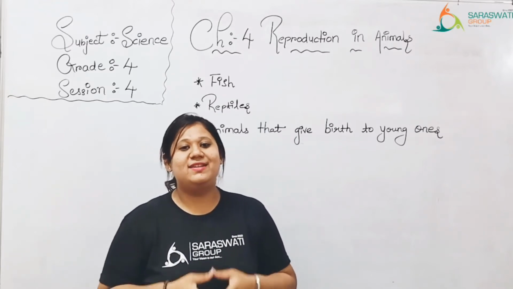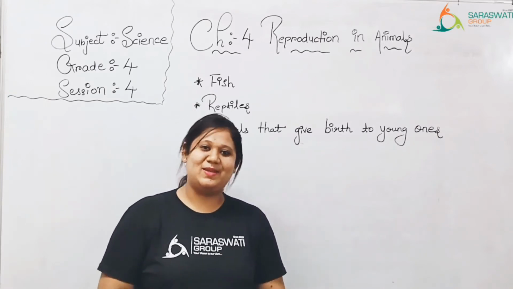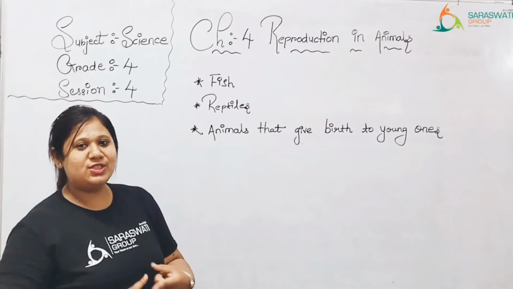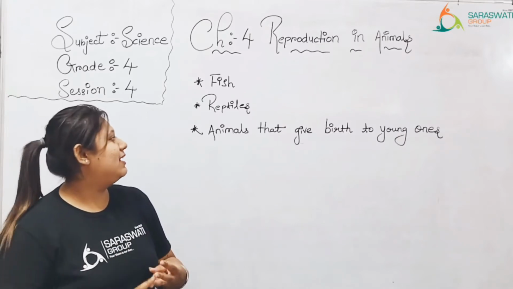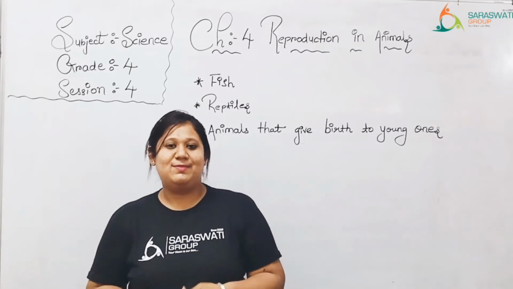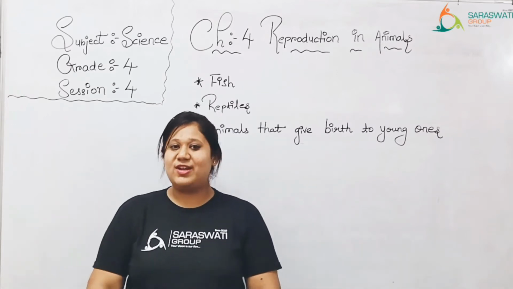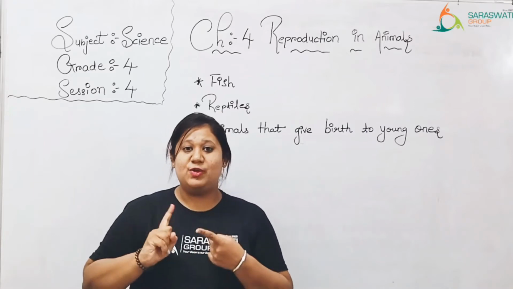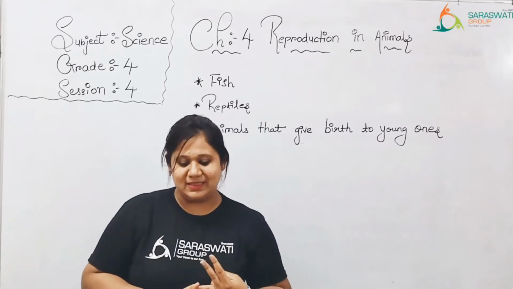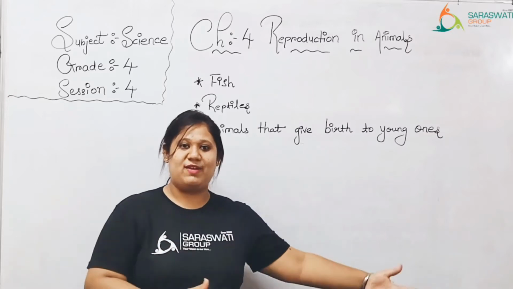Now kids, we completed 3 sessions of this chapter, right? Chapter number 4, Reproduction in Animals. In today's session number 4, I am going to explain about fish, reptiles and then animals that give birth to young ones, right? So kids, let me help you recall the last 3 sessions. I explained about lifespan, reproduction, types of reproduction methods, parts of a bird's egg, and then the life cycle of animals, right?